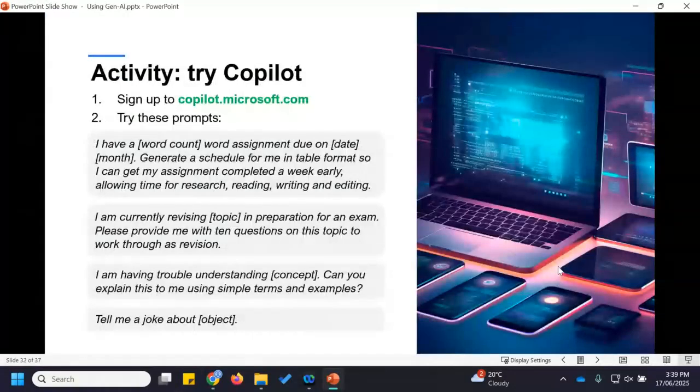So shall we have a go? We suggest using Copilot because it's a common tool at Curtin. You get access to it using your Curtin details. So if you log in with your Curtin credentials, same way you get access to other Microsoft Office programs like Word and Excel, you get access to Microsoft Office 365. So Copilot is just a part of that.